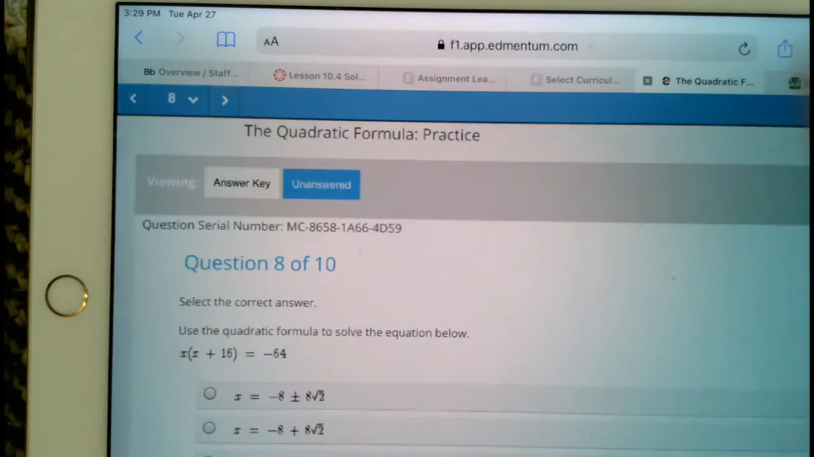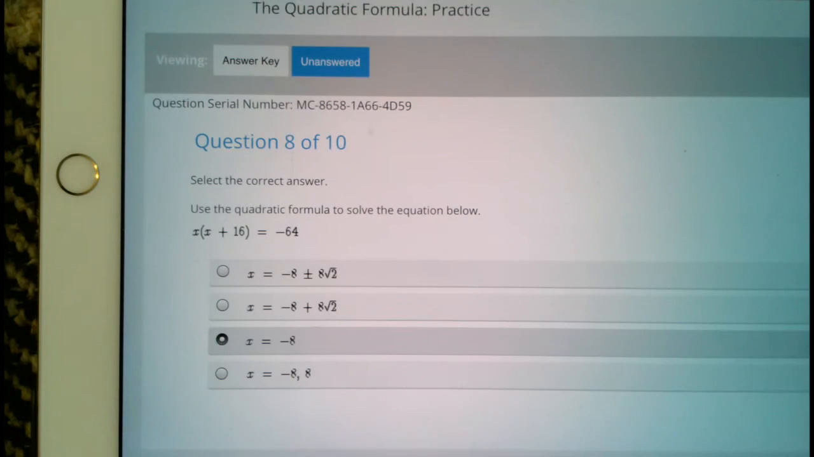Going back to Edmentum, negative 8. There is the answer, negative 8.